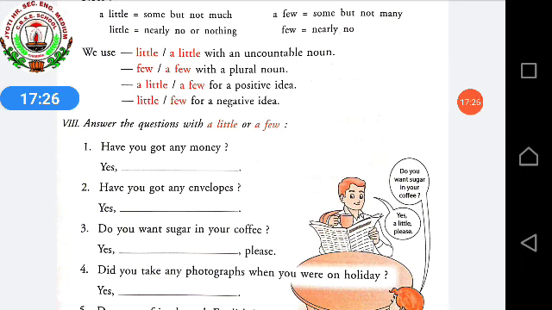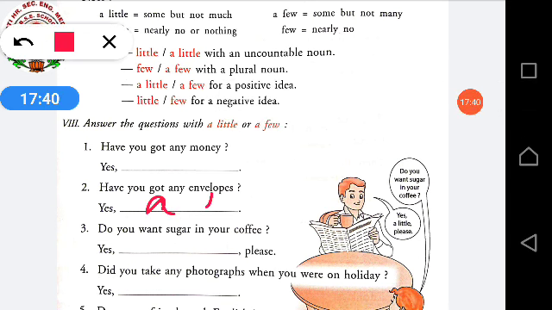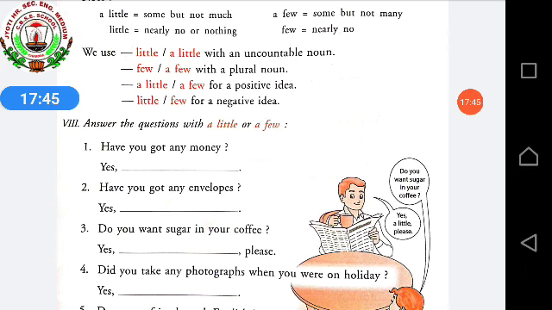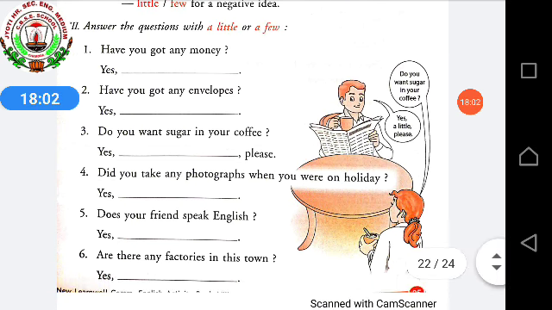Okay, in the same way, second one, have you got any envelopes? Envelopes you can count. It is positive and we can count. So what will come over here? A few. Yes, a few. Okay. In the same way, third, fourth, fifth and sixth you people have to do by yourself. Third one also I am telling you. Do you want sugar in your coffee? Yes, a little please. Positive sense. In the same way, do the fourth, fifth, sixth.